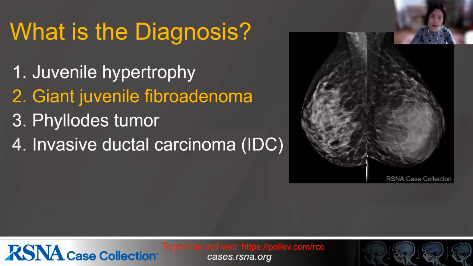Juvenile hypertrophy is actually diffuse breast enlargement due to abnormal overgrowth in response to a surge of estrogen seen in younger patients. And the hallmark is, of course, breast enlargement without an underlying mass. And you could see that unilaterally or bilaterally. So clearly we see a mass in this case, so that's not the case.